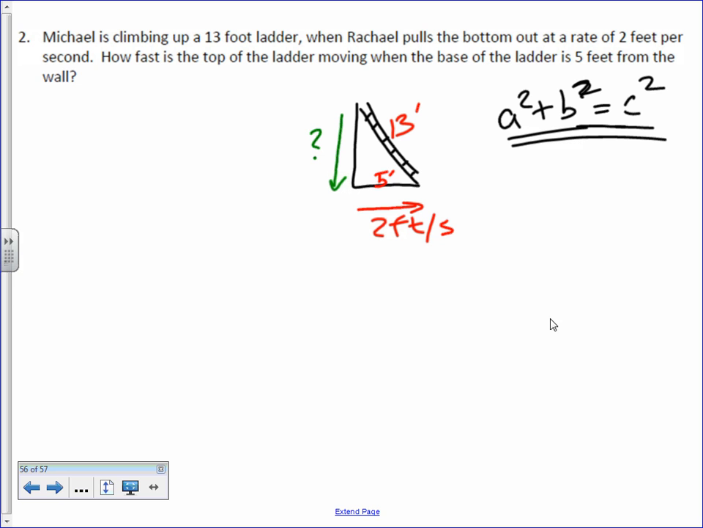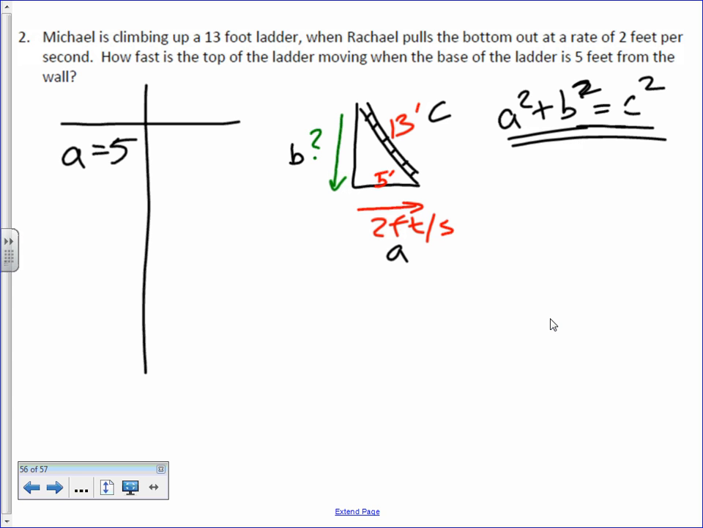So let's over here make a chart of the values of our things for this problem. So let's make this side A, this side B, and this side C. So A, in this case, is going to be equal to 5. We care about this problem when A is 5. Now, what is dA dt? Every time we put a variable over here, we should also be putting its derivative over here. dA dt is the rate of change of A over time. dA dt is 2 feet per second.